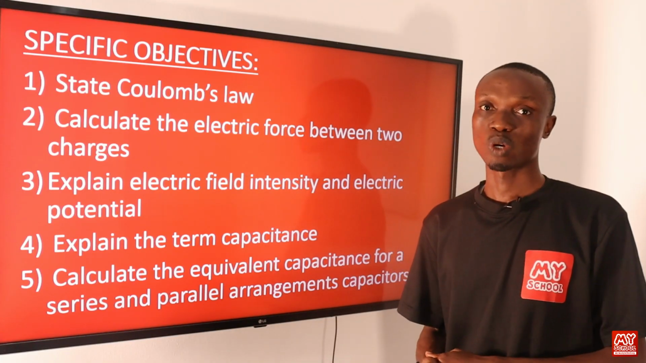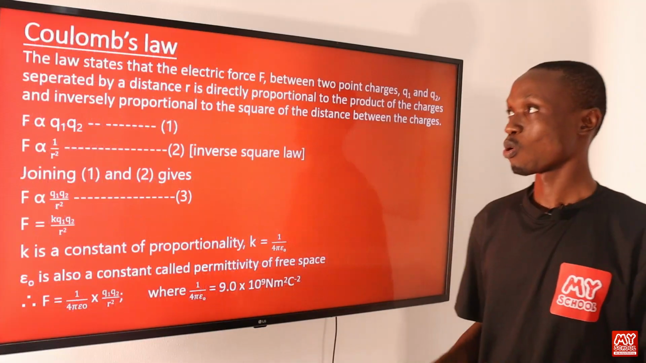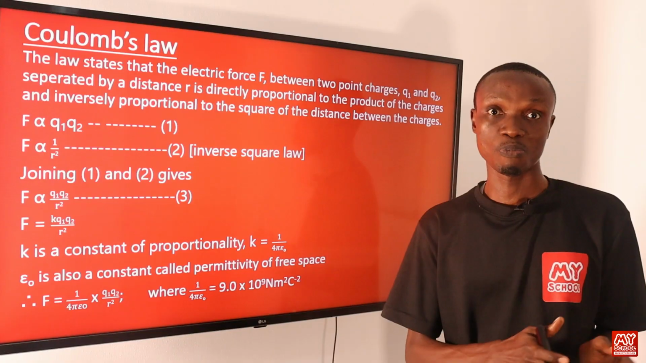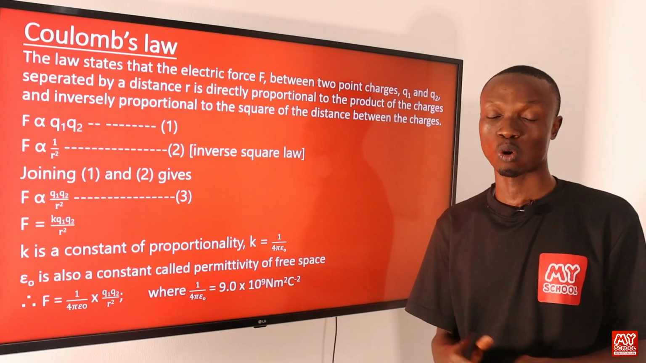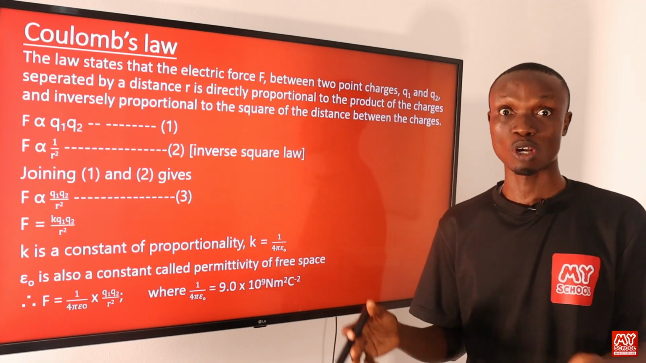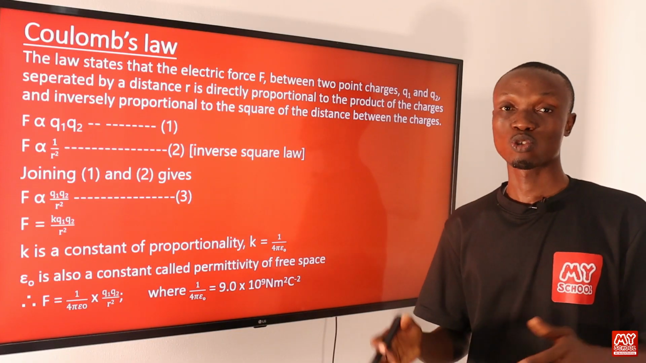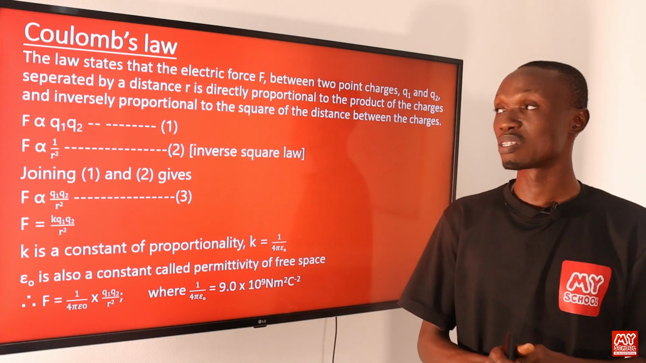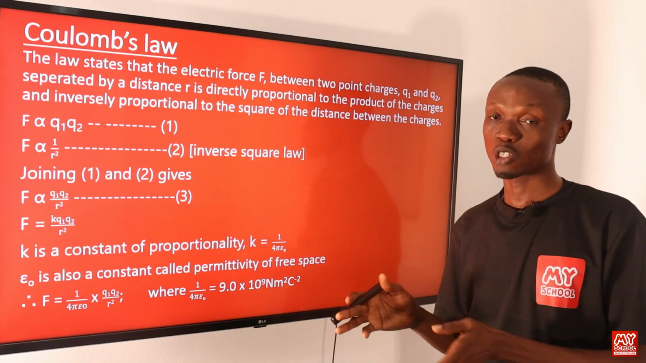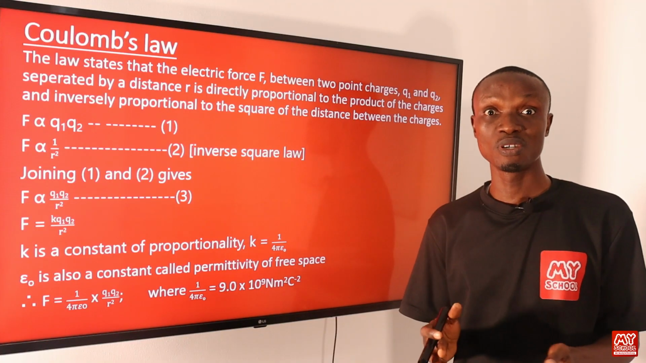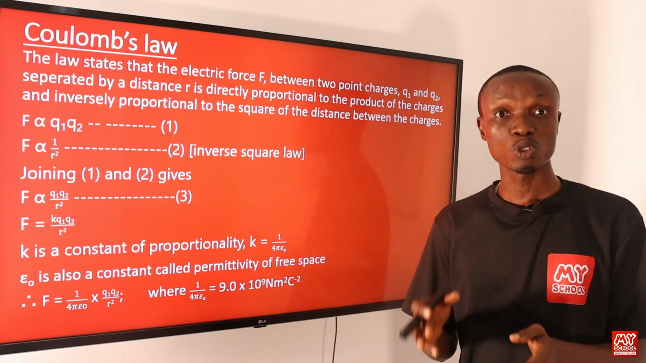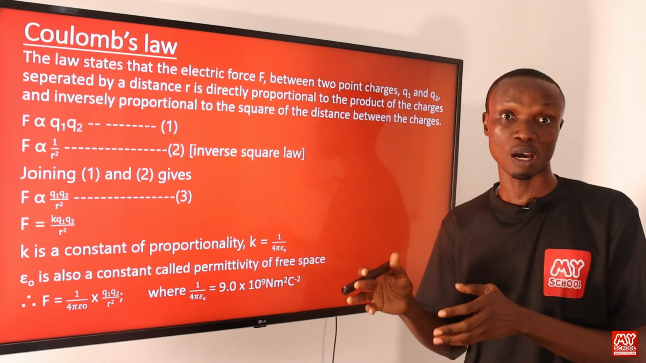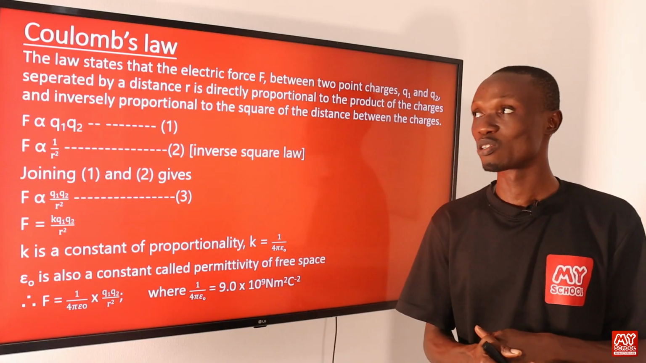So let's begin with our lesson. Before we state Coulomb's law, let me quickly run through what we did in our previous video. In our previous video, we saw the meaning of electric field. So I'm just going to go through it again. An electric field is a region of space where a charged body experiences an electric force. And in our previous video, we said that electric field is a vector, meaning that it has both magnitude and direction. And we also said that the electric field can be represented by electric lines of force.